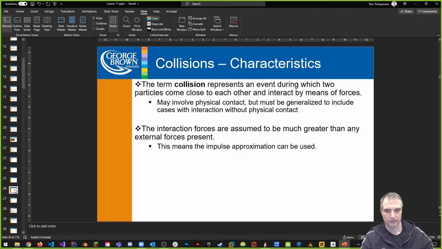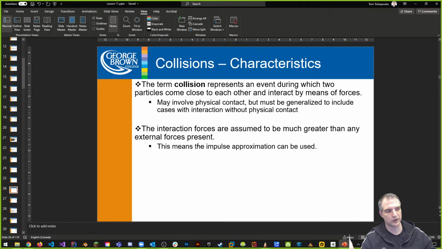That makes sense. All right, so when we think about collision, it represents an event during which two particles come close to each other and interact by means of forces. Now we're going the other way around when it comes to collision, right? It may involve physical contact, but must be generalized to include cases where interaction without physical contact is possible. A good example of that is magnetic forces or field forces that can collide, right? So it doesn't have to physically be connecting.